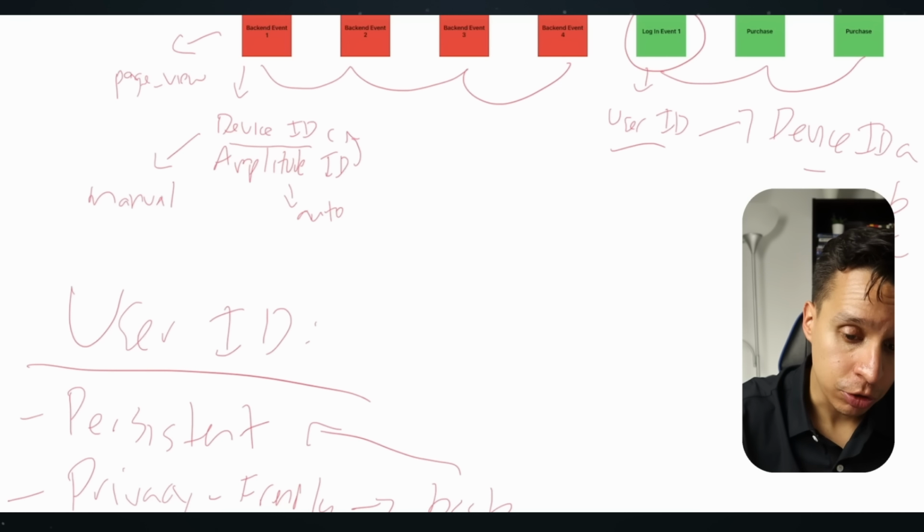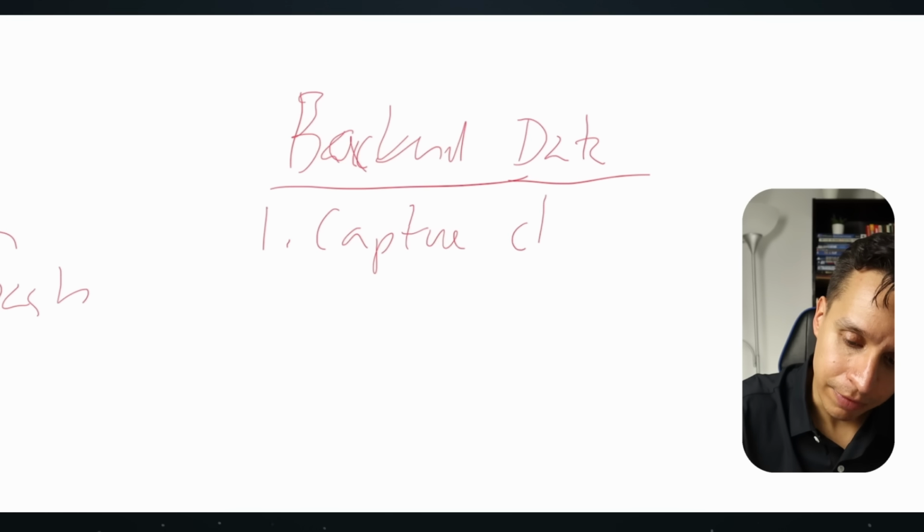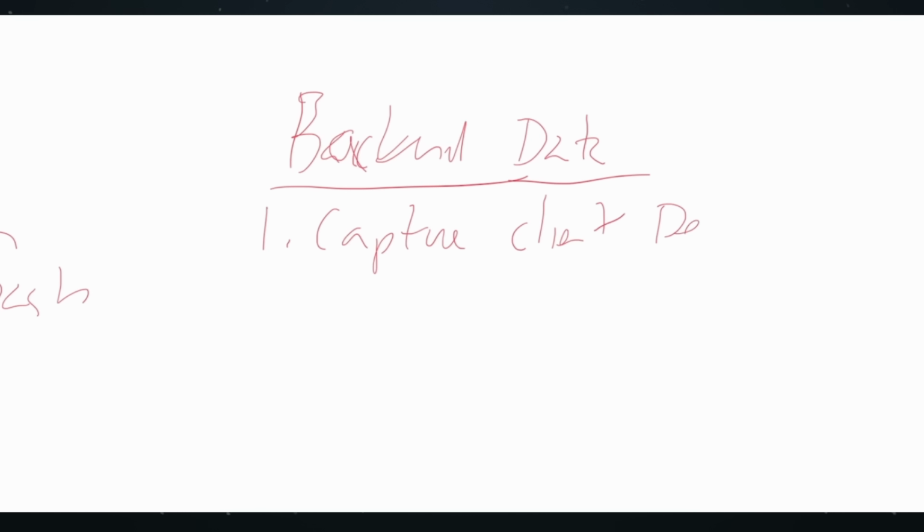Sometimes what I've seen some companies do for backend data is they'll actually capture the client device ID, and then they pass it with any backend events. So they're very explicitly telling Amplitude, this is the device ID we got from the user on the web. We're going to pass it back to you as a device ID, and then we're also going to pass a user ID going forward.